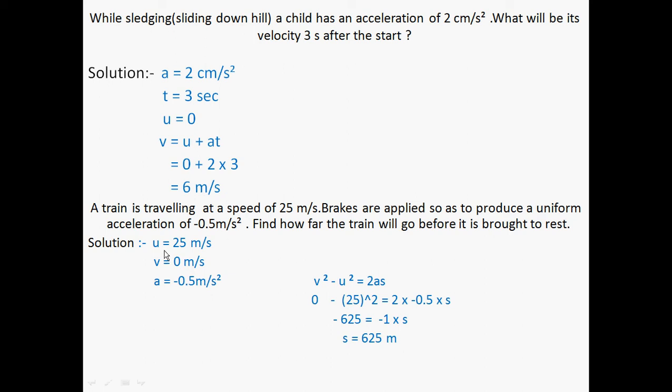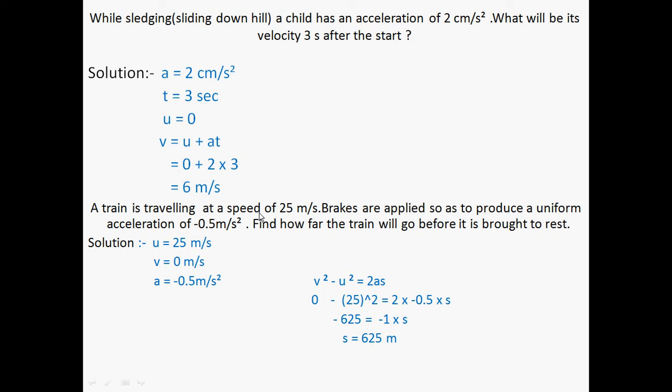Okay, so now the next question is based on the third equation of motion, which we call the position velocity relation, v square minus u square is equal to 2as. So this is the question based on it. A train is traveling at a speed of 25 meter per second. Okay, now brakes are applied to produce a uniform acceleration of minus 0.5 meter per second square.